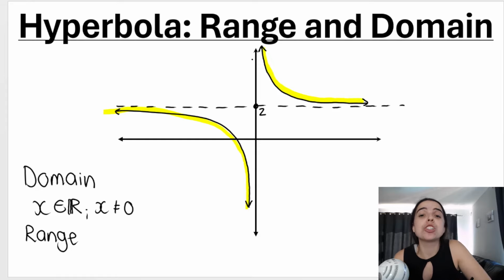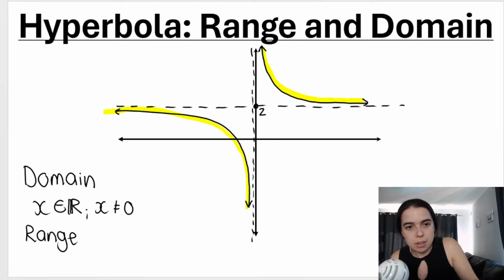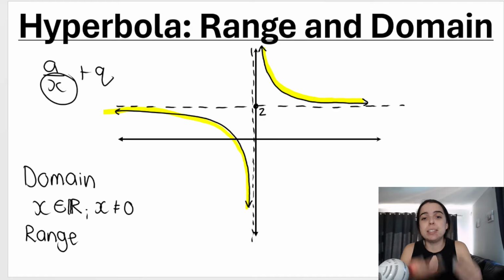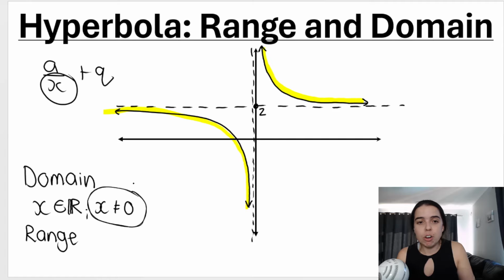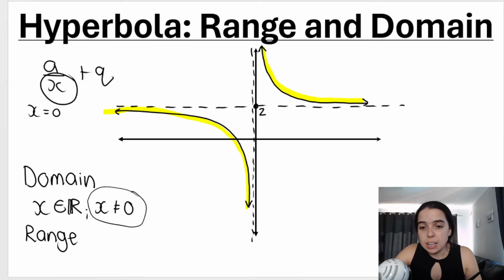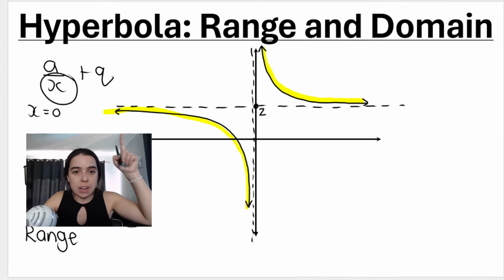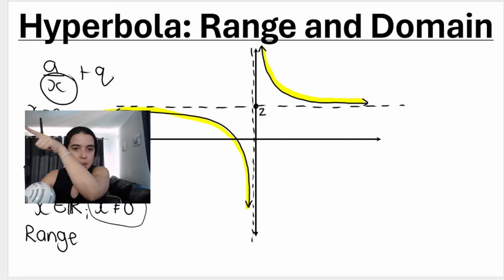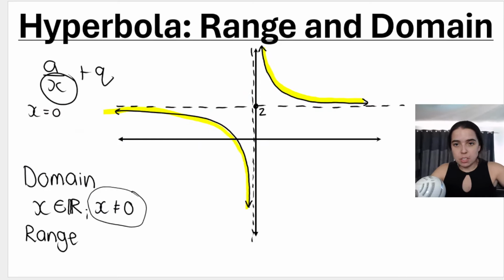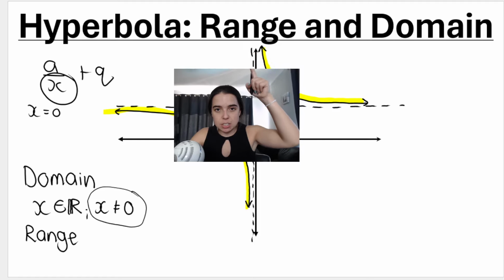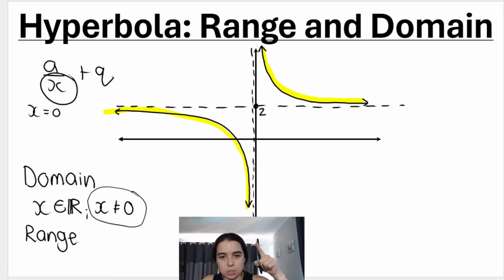So we do actually have an asymptote along the y-axis, and it makes sense because remember, a over x plus q, x cannot be 0. So my vertical asymptote is where x is equal to 0. So your domain, the graph exists for all of the x values going to negative infinity that way, all of the x values going to positive infinity that way, but it cannot exist here where x is equal to 0.